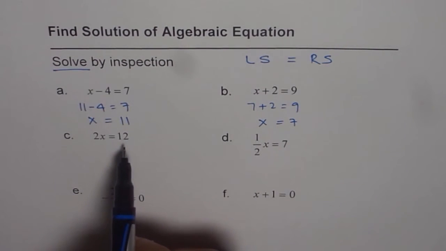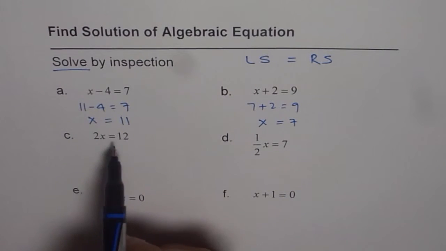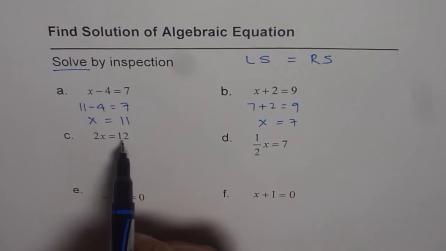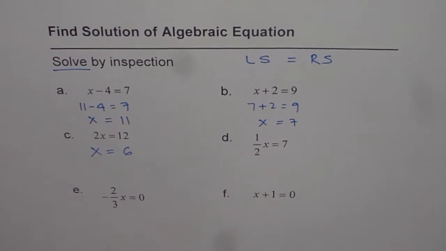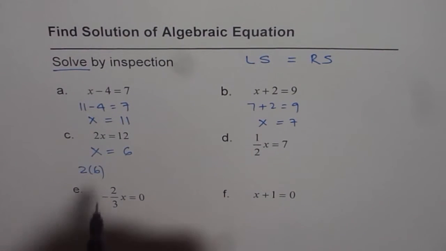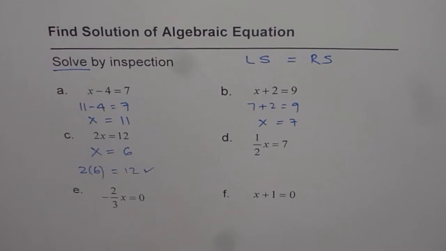2 times x equals to 12. Left side is 2 times x, right is 12. How can we make them same? 2 times what is 12? 2 times 6, right? So that means x is equals to 6. That is the solution. So when we have to solve by inspection, you can write down the answer straight away, do some mental math, and get your answer, right? It's a good idea to check also. Let's check. So 2 times, normally can be written in brackets, 2 times 6 is indeed 12. So that is our check, correct?